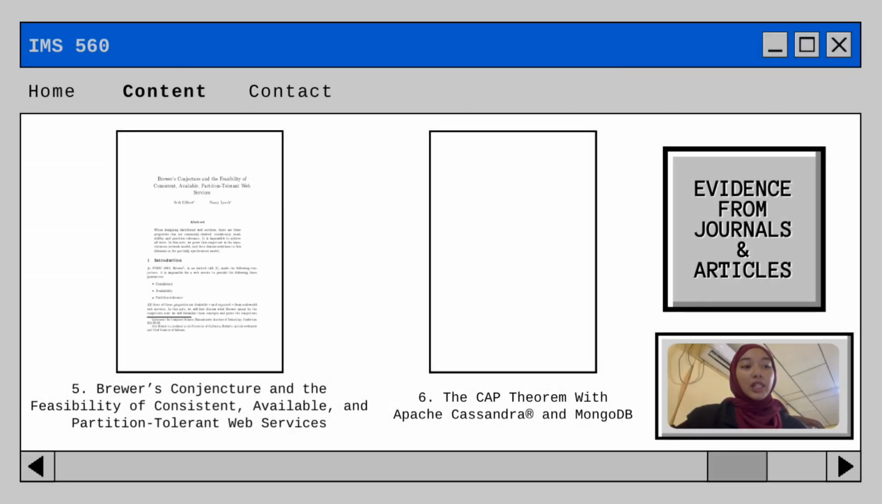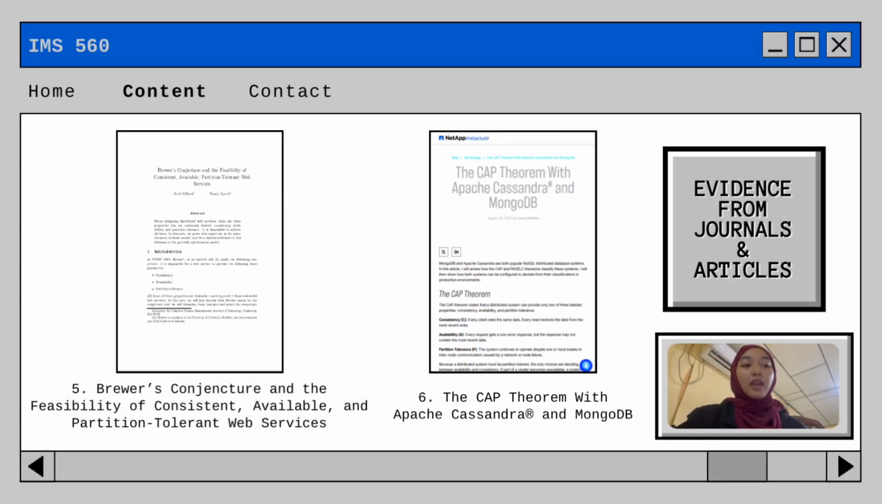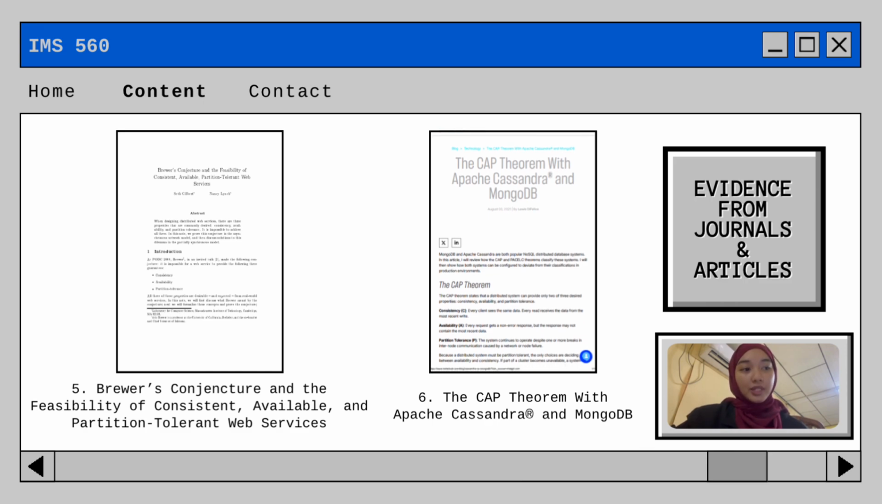Next is Brewer's conjecture and the feasibility of consistent, available, and partition-tolerant web services. And lastly, the CAP theorem with Apache Cassandra and MongoDB.